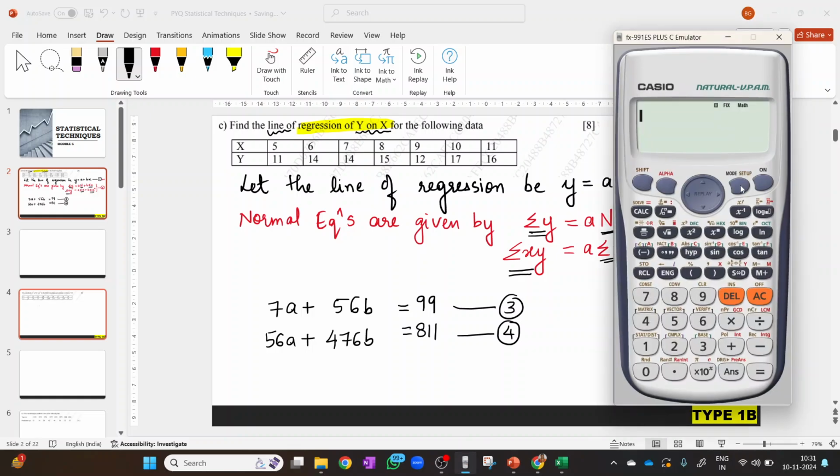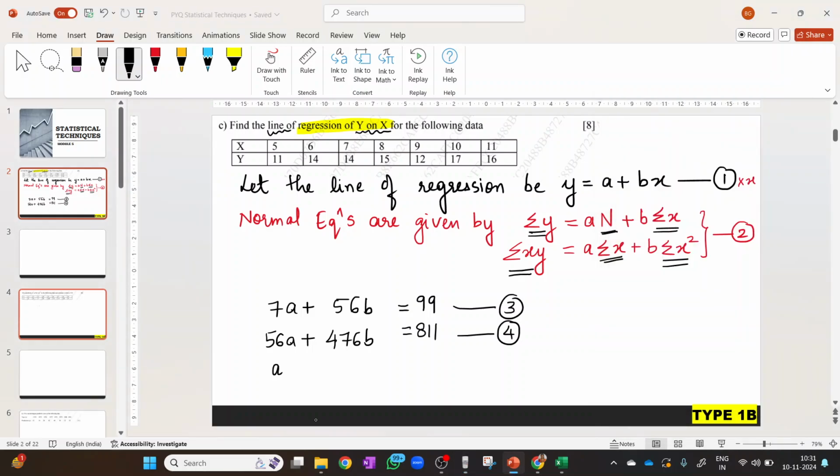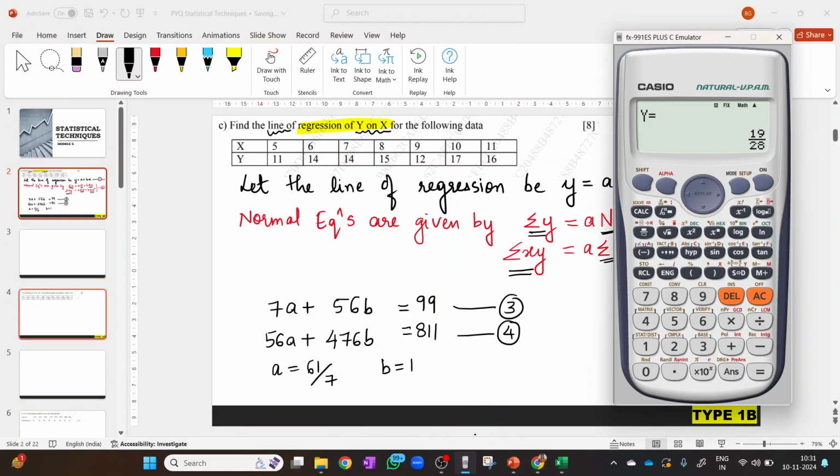I'll be using the scientific calculator in the equation mode. First one, linear, A key value 7, B is 56, means we have the coefficient 56, C 99, then 56, 476, and 811. So my first value, which is A, 61 by 7, and B, 19 by 28. So A is 61 by 7, and B was 19 by 28.